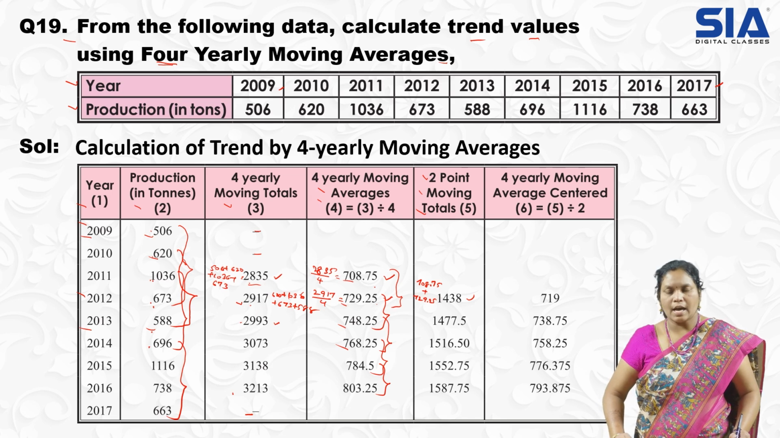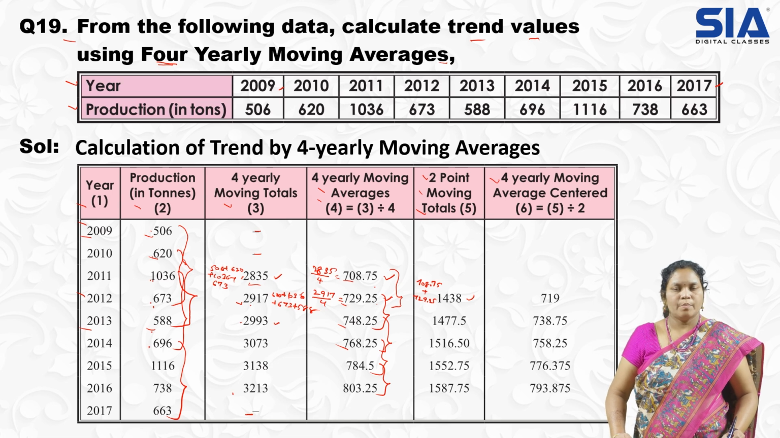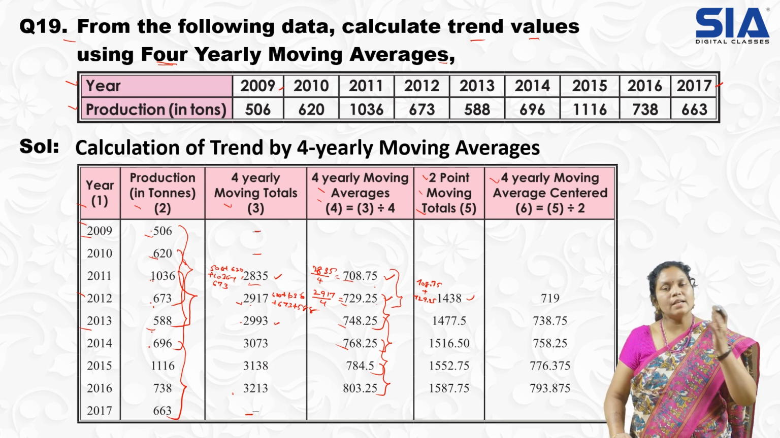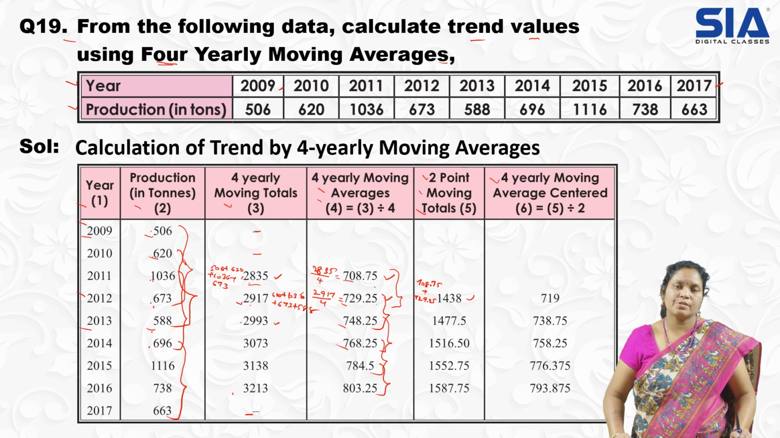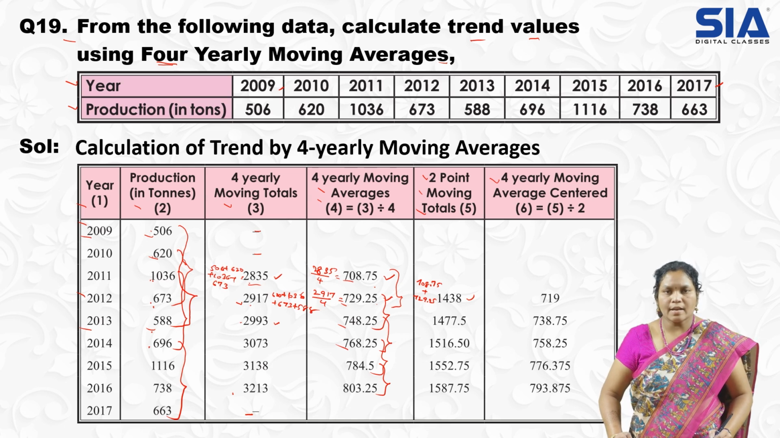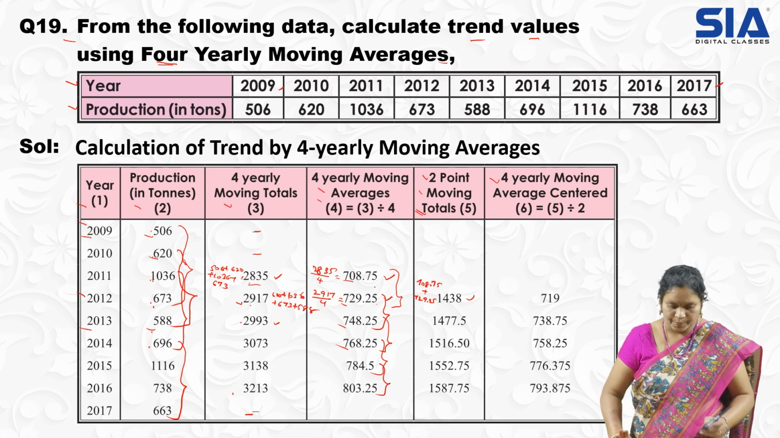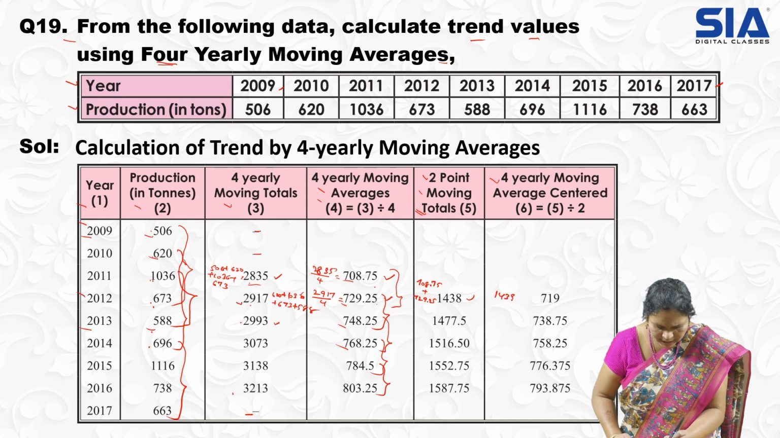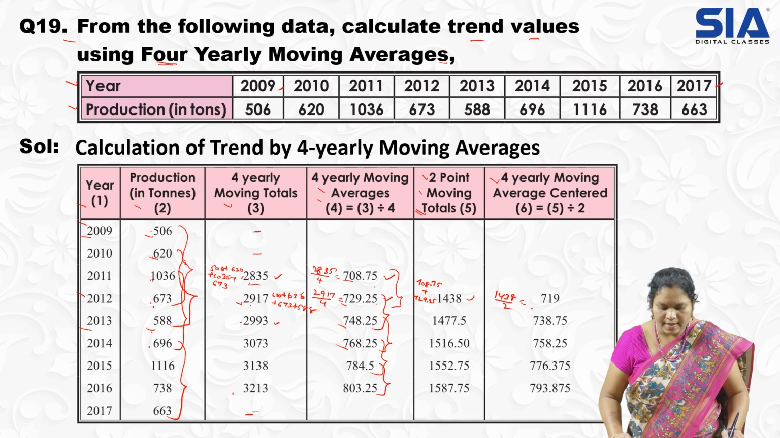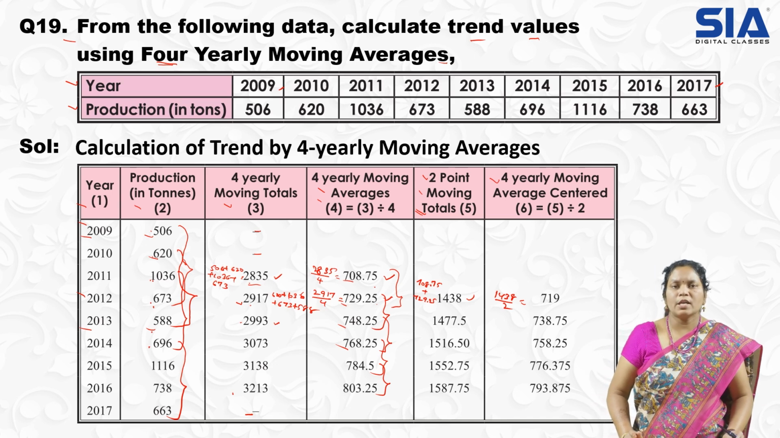Now let us go for the last column. We'll call it the 4-year moving average centered value, because we have done 4-year moving and again we are rounding it to 2 years. How to do that now? Whatever column we have just obtained, the 2-year moving total, the previous column's value you have to divide by 2. 1438 divided by 2, we'll get the answer as 791. This is how we'll get the 4-year moving averages.